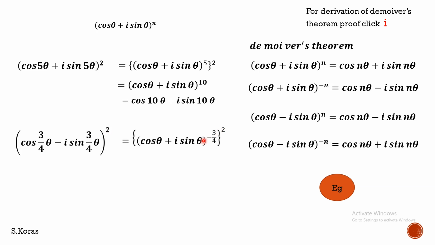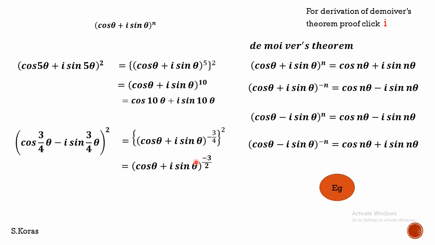As I told you, this is in the form a power m the whole power n. The formula is a power m into n. So let us multiply these two. When we multiply, the 2 and 4 get cancelled and the denominator will become 2. So the answer will be minus 3 by 2. So the result will be cos theta plus i sin theta the whole power minus 3 by 2. So again we achieved what we need.